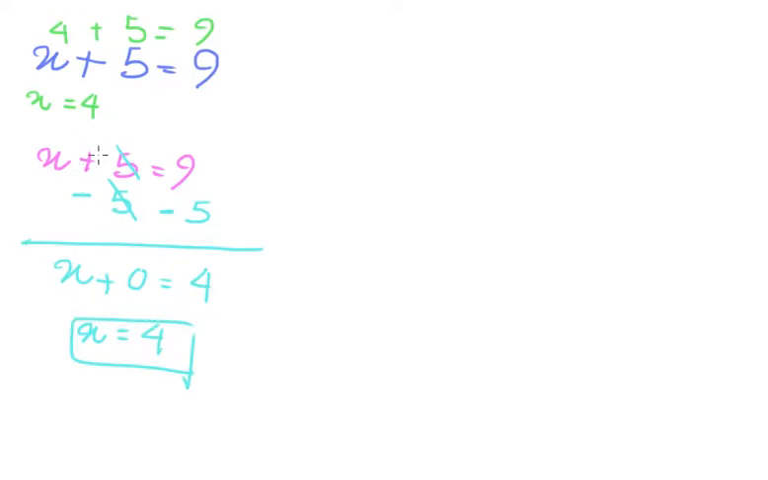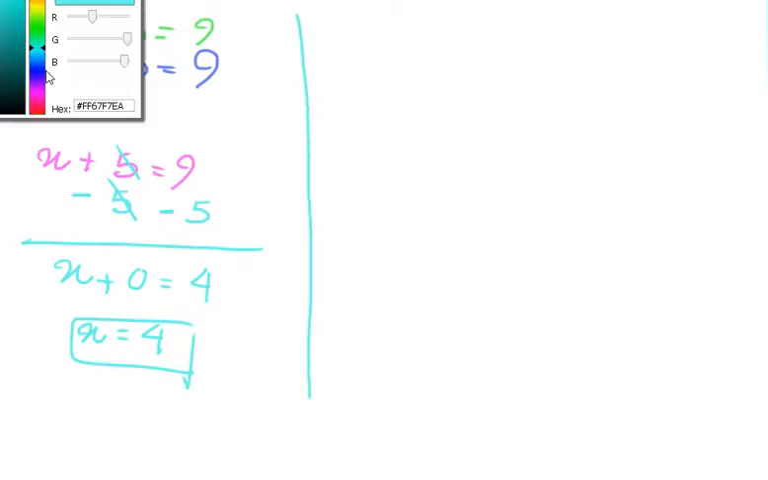You always want to reverse the sign, reverse the relationship of your number with your x. So for example, if this was a multiplication, if this was 5x, you would have to divide it by 5, and then you would have to divide 9 by 5 too. Now let's see another equation which has multiplication in it too.